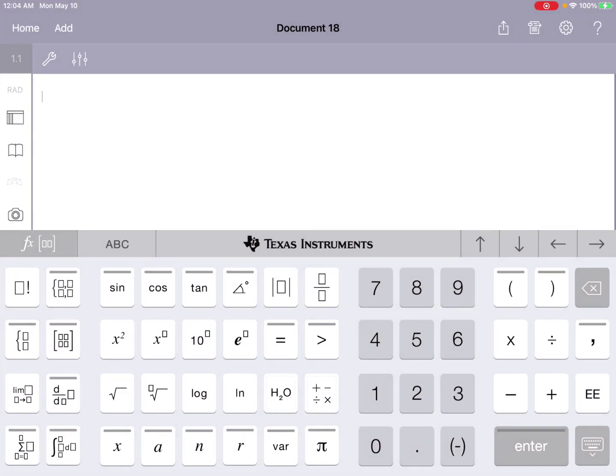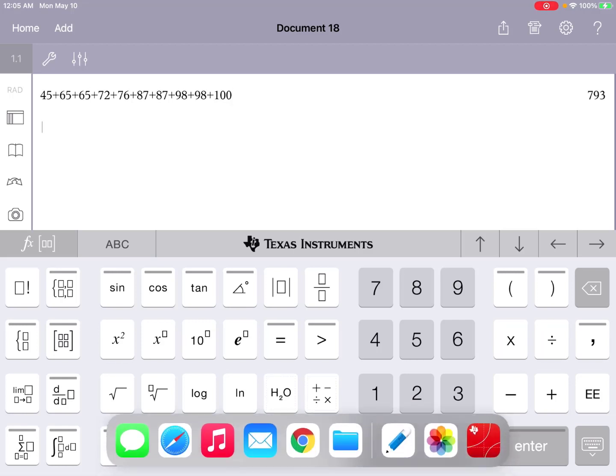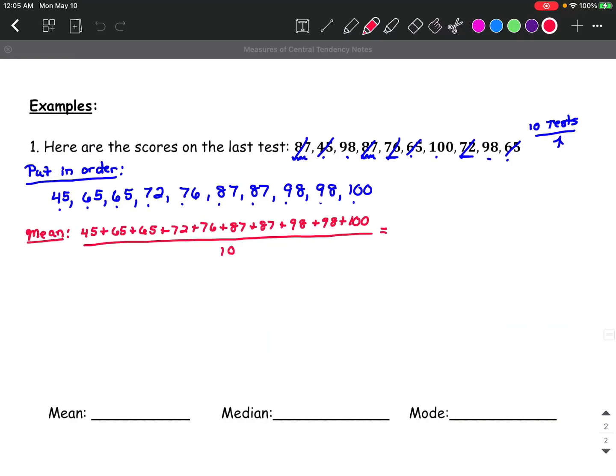I'm going to go to my TI calculator over here, and I'm going to do 45 plus 65 plus 65 plus 72 plus 76 plus 87 plus 87 plus 98 plus 98 plus 100. Let me check. 1, 2, 3, 4, 5, 6, 7, 8, 9, 10. Okay, I've got them all in there. They add up to 793. So I'm going to write that down.